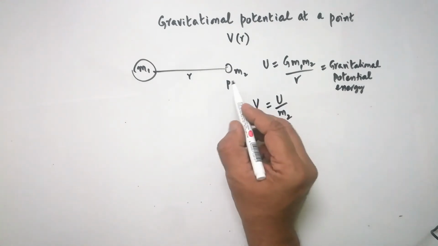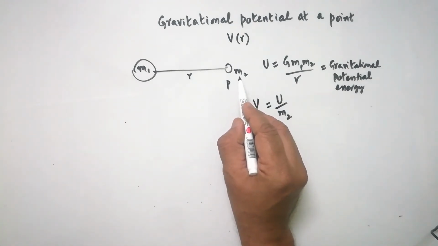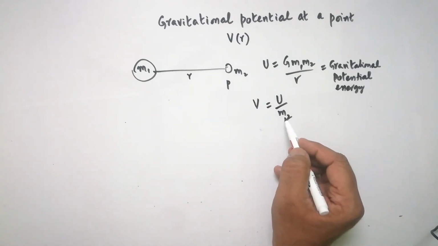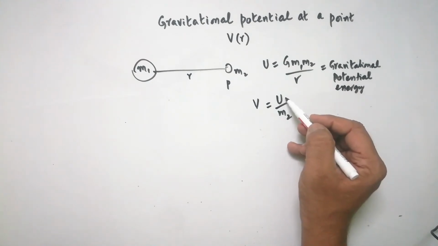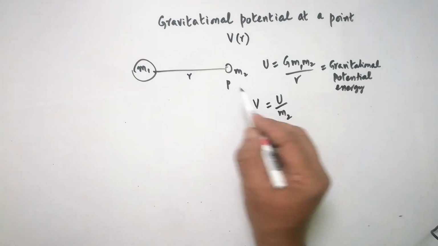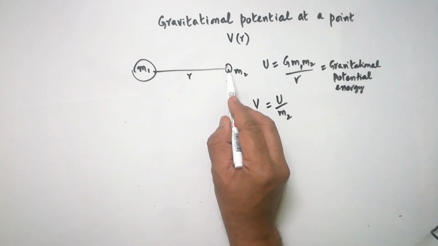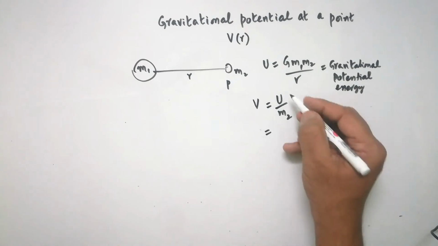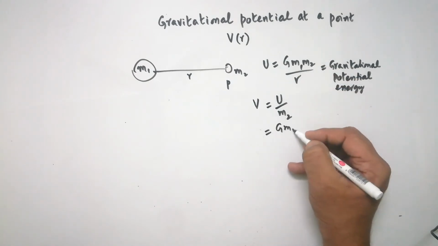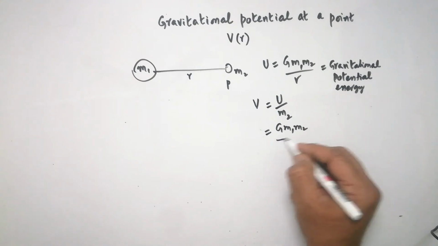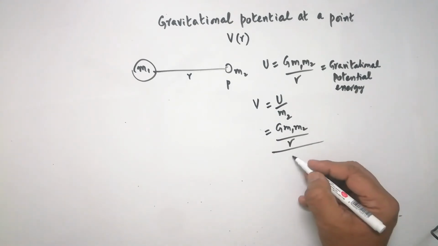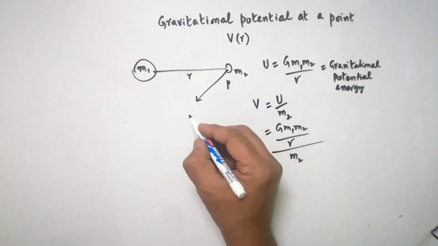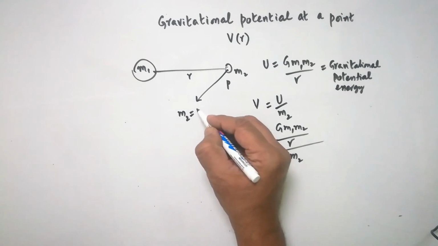Are you clear? So at point P, one mass is placed. That mass is m2. That mass must be written in the denominator. So if the gravitational potential energy is divided by m2, only then are we able to calculate the gravitational potential at a point P. Substitute now, instead of U, G m1 m2 divided by r, whole divided by m2. But here we have to place the unit mass. m2 must be taken as unit mass.